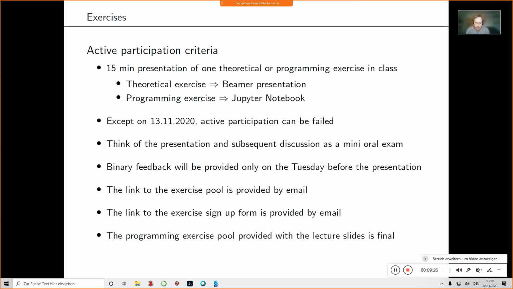And so I give you this feedback, and the question is, of course, what are the exercises and how do you sign up for that? And this I will send you by mail. Maybe I actually already sent it to you, but I can show you where this is located.